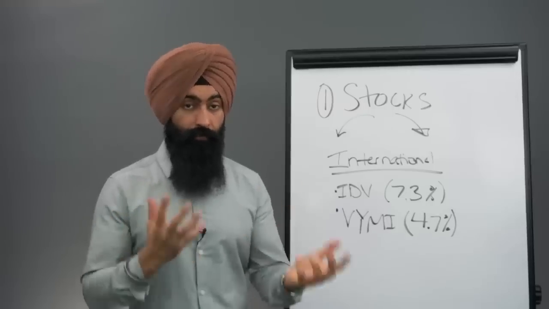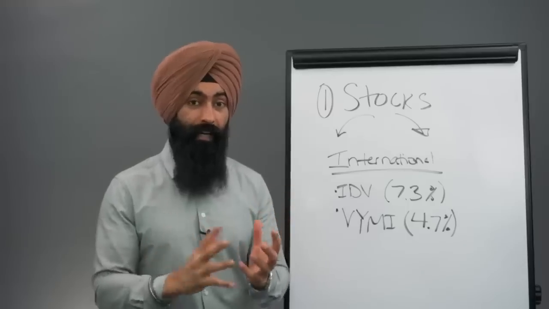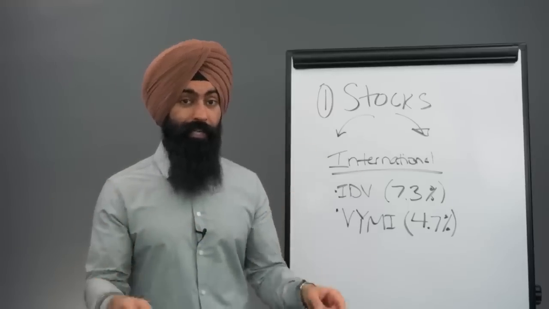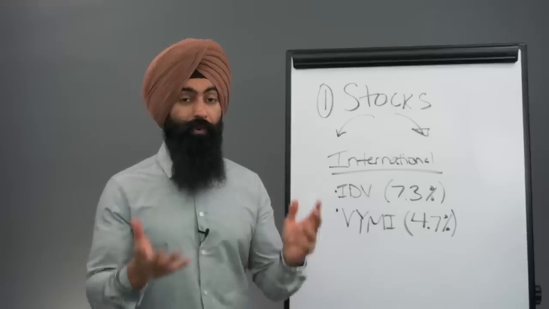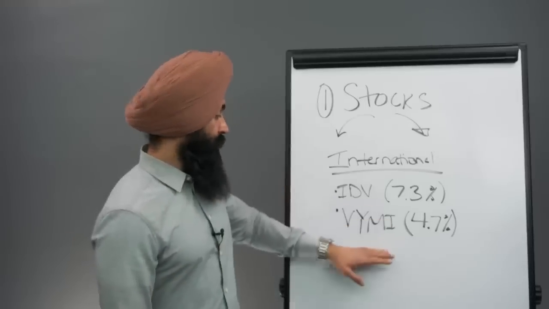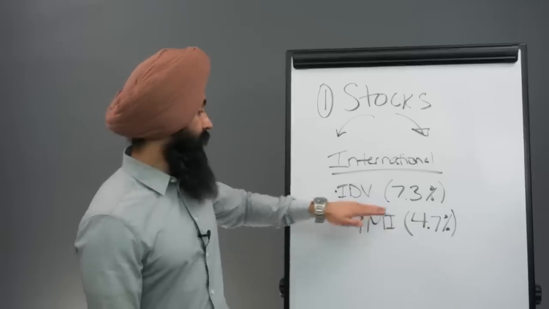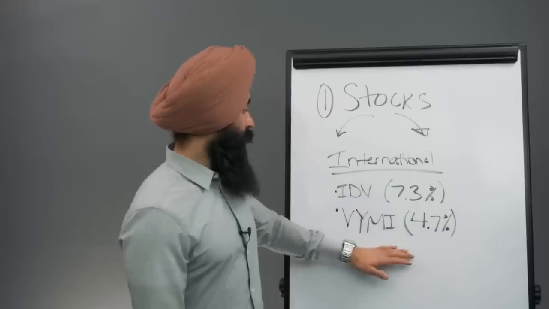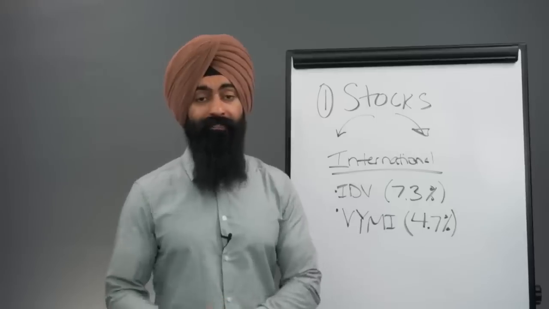Now, what does this mean? You're diversifying your way outside of the United States economy, outside of the United States dollar, into sometimes less stable countries, so higher risk, which is why you're looking for higher potential reward. That's why you'll see sometimes higher dividends on these, like IDV at the time of recording has just over a 7% yield, VYMI just under a 5% yield.